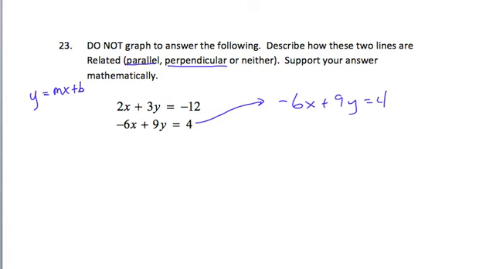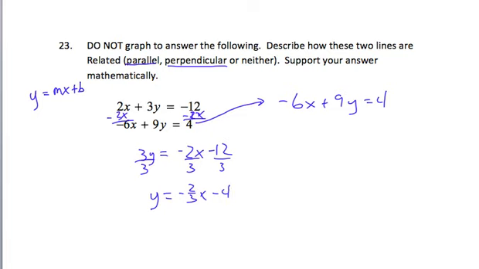Okay, so 2x plus 3y equals -12. The first thing I would want to do then is subtract 2x from each side. Okay, so then I have 3y is equal to negative 2x minus 12. Now I need to undo this multiplication, divide by 3, and then I make sure I divide both of these terms by 3. So then I have negative 2/3 x, and then minus a 4 when I do that division.